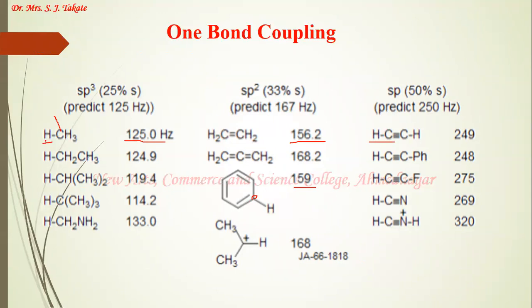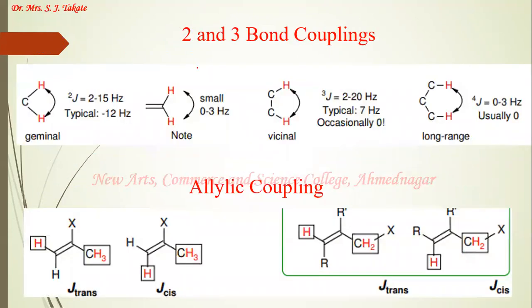Now you will notice that in all the examples, the coupling partners carbon and hydrogen are separated by only one bond. So these are examples of one bond coupling. Observe the coupling constant values. These are very high coupling constant values, more than 100. And the value is increasing as the s character is increasing. Then the next types of couplings are two and three bond couplings.